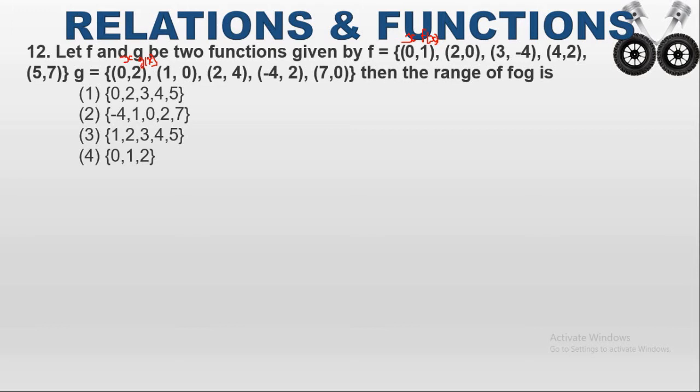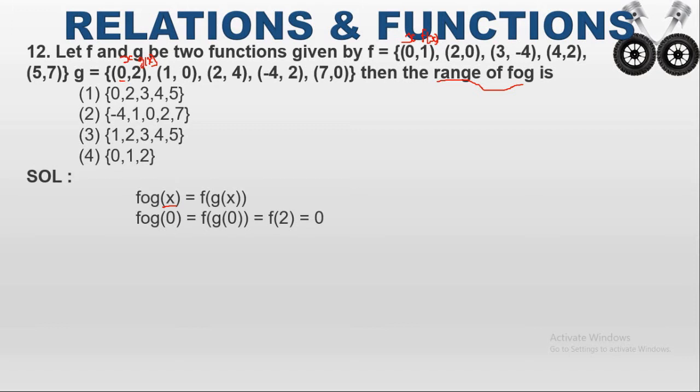Then what do you have to find? You have to find the range of f composition g. So for that, first you have to find the value of f composition g. The f composition g can be defined with the variable x. Then how can I write it? It can be written as f of g of x. So what is the first input value for the function g? The first input value is 0. So I substitute the x value as 0.